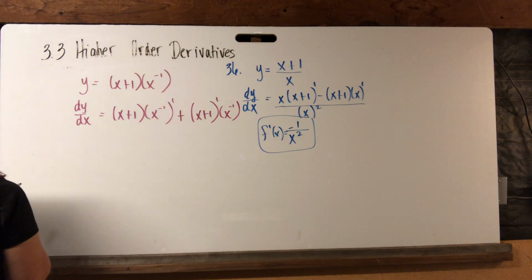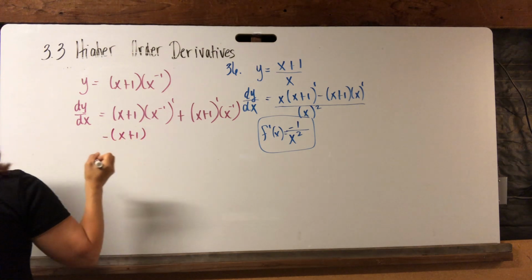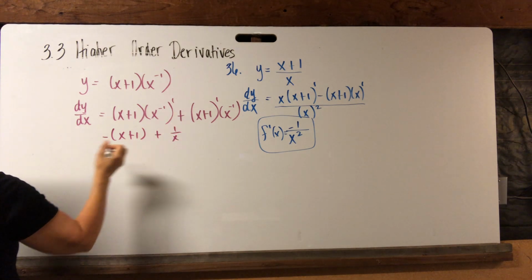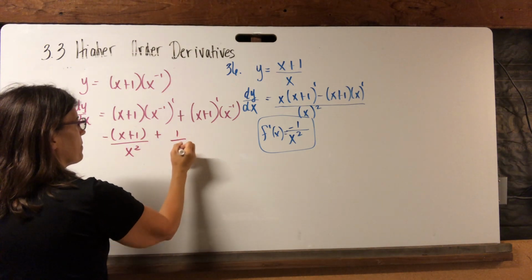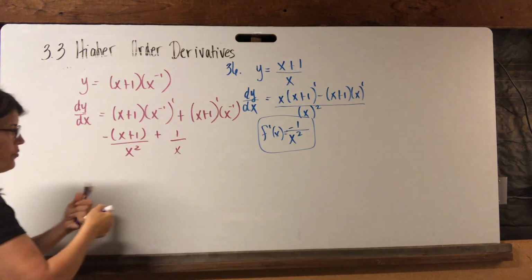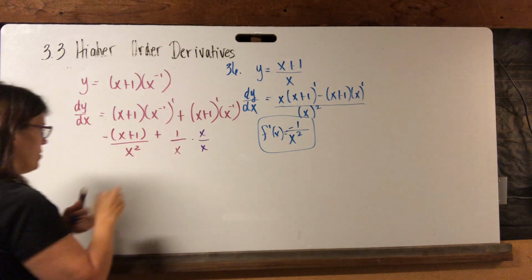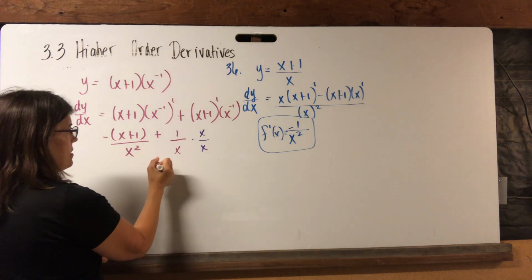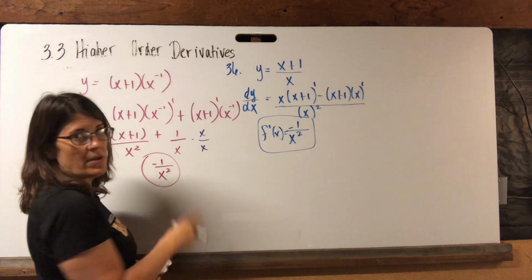Okay. So to save time, you end up with negative x plus 1 over x squared. Let me write this a little bit cleaner. Already, this takes a lot more steps than the quotient rule. Now you need a common denominator, which is x squared. And when you simplify all of this out, you get negative 1 over x squared, which is the same thing we got by the quotient rule.